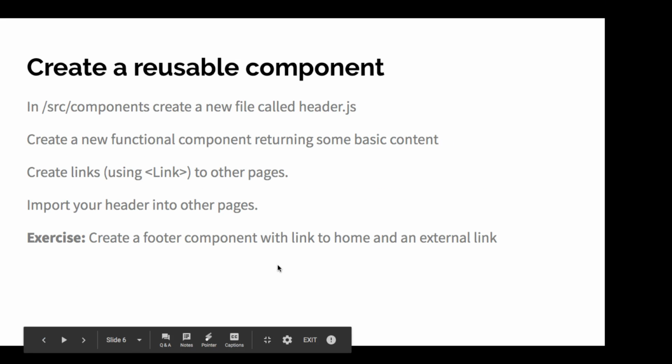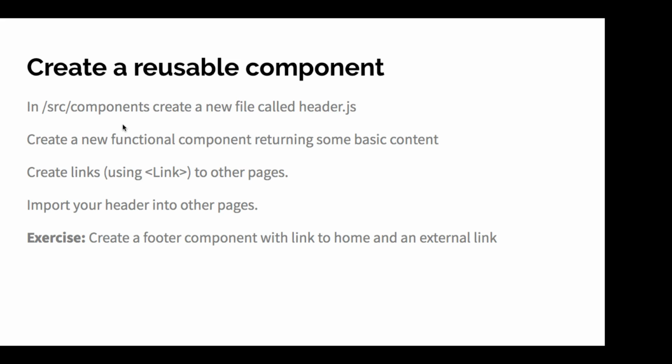Okay, so here, this is what we were just doing. We created a new file called header.js and created a new functional component, returning some content. Use the link tags, import your header, create a footer. So I want you to finish putting that header into all the pages, and you're going to create your own footer component, and then you're going to put that on each page too. Okay, in the bottom, in your footer, I want you to have a link, an internal link using the link component, and an external link with the a tag. Okay, so take a minute, hit pause, see if you can get that figured out, and then come back to me.